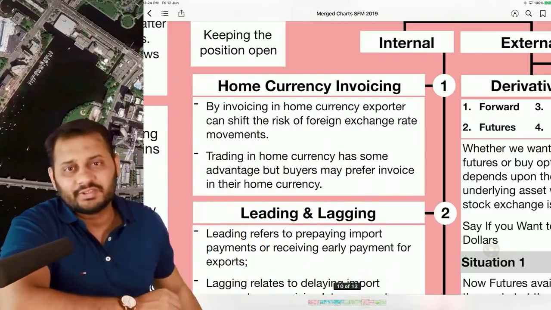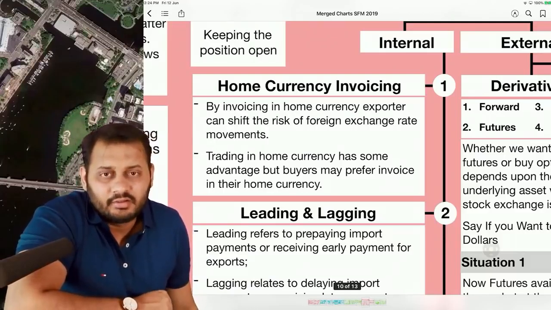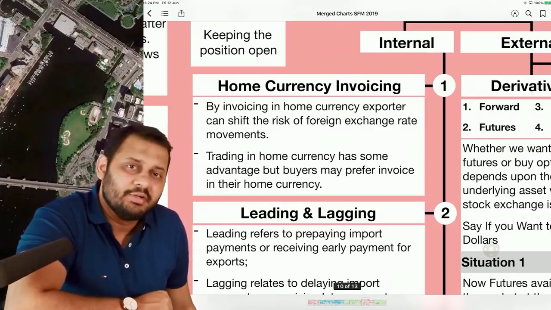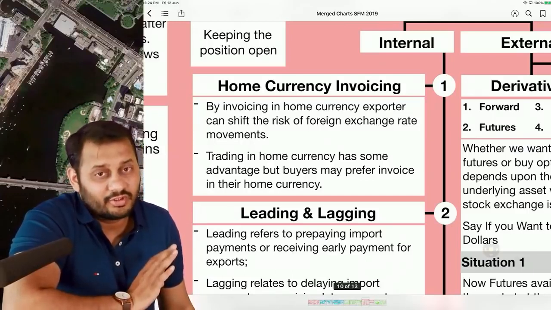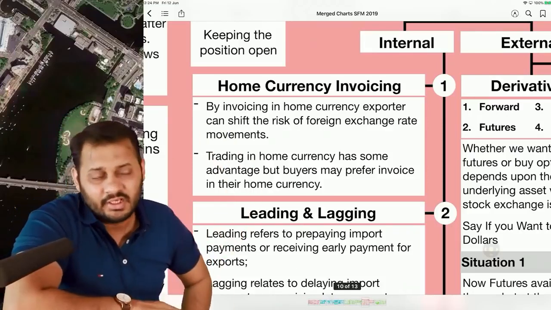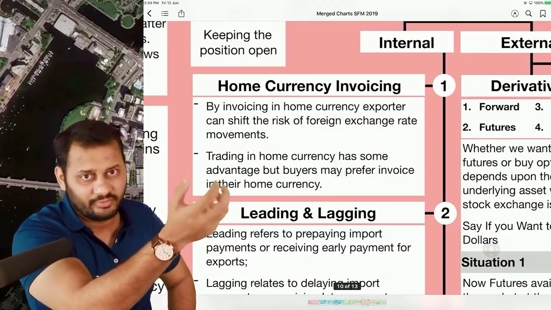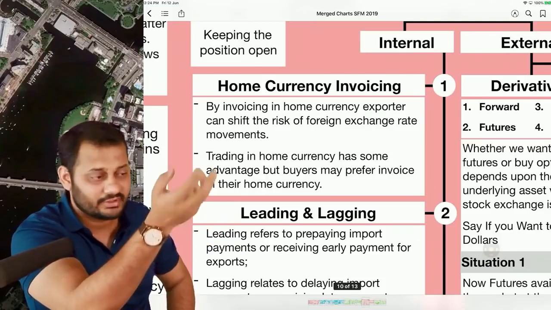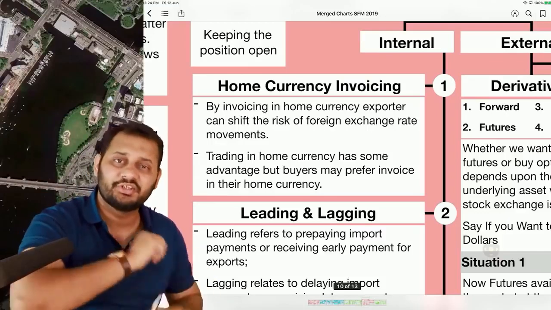So home currency invoicing: if an American party comes to you and wants to buy some goods that you are selling, and he wants a bill in dollars, but you say, I will give you the invoice in rupees only, because my policy is following home currency invoicing. When you follow home currency invoicing, that means today you make a bill of, let's say, 1 lakh rupees. So if he pays today, he has to pay 1 lakh rupees. If he pays tomorrow, he has to pay 1 lakh rupees. So there is no profit, no loss, no exchange rate fluctuation to you.